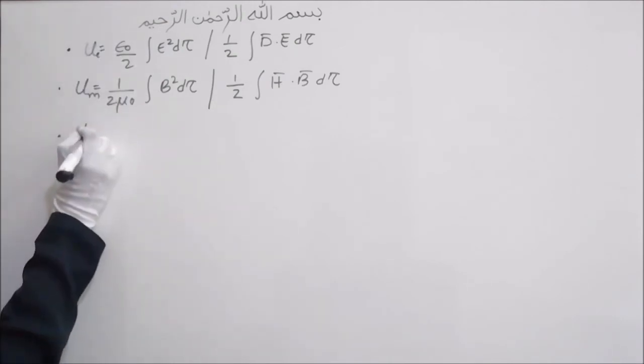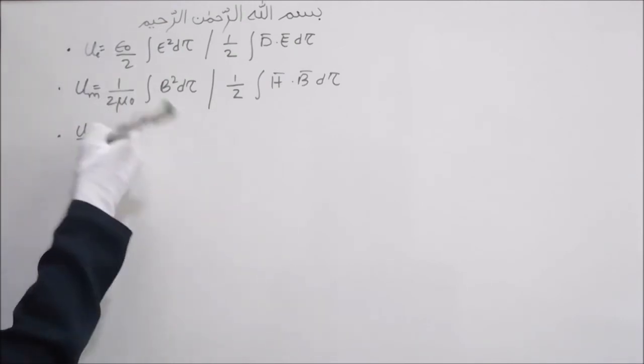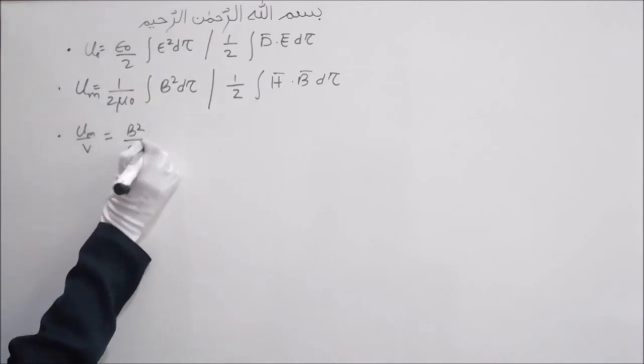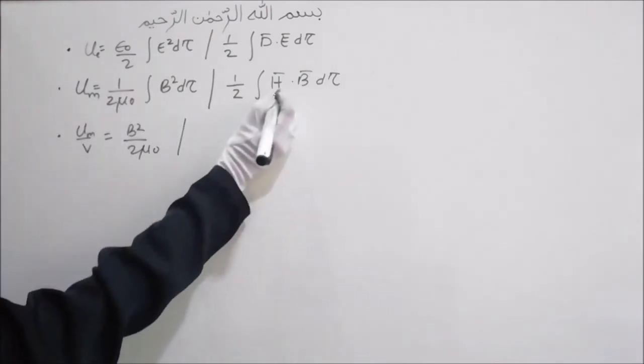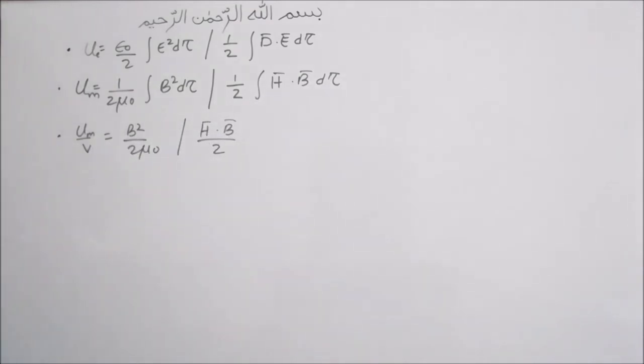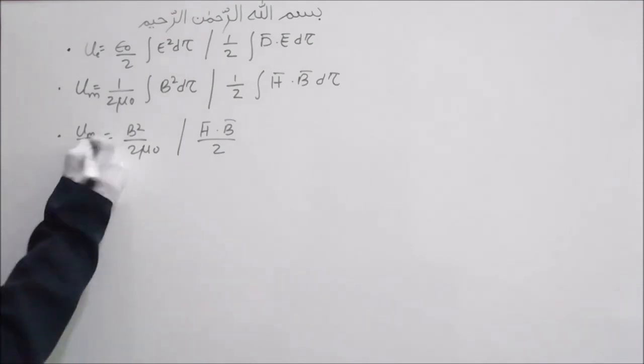Then the energy density, that is the magnetic energy, let's call this magnetic, let's call this electric. Magnetic energy per unit volume, if you consider this, the volume will come down, you'll have B square upon 2 mu naught. And if you consider this, then we have the formula H bar dot B bar upon 2. That is the energy density, energy per unit volume.